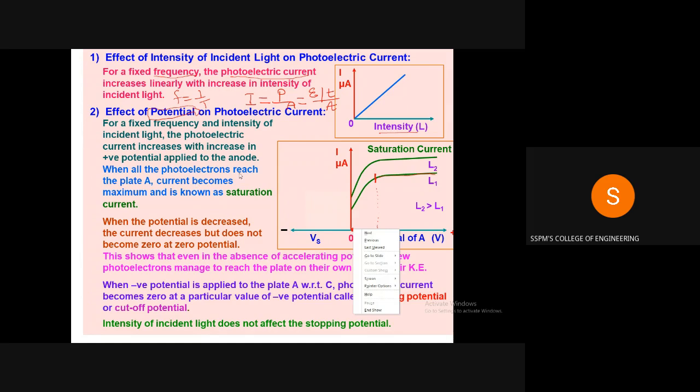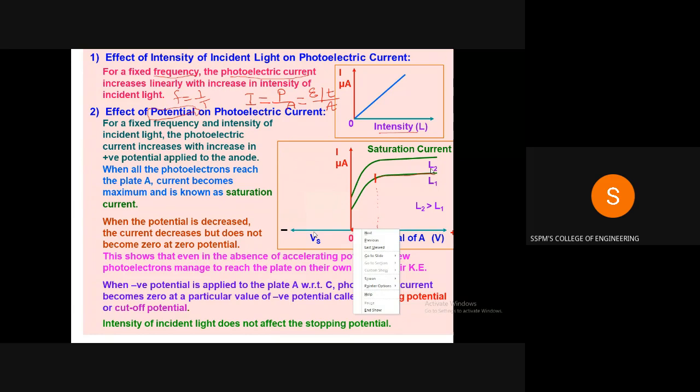When all the photoelectrons reach the plate A, current becomes maximum and is known as saturation current. This part is called saturation current. Okay. मग ह्या फोटो इलेक्ट्रिक करंटला आपल्याला झिरो करायचं असेल तर आपल्याला निगेटिव्ह पोटेन्शियल अप्लाय करावं लागतं, आणि निगेटिव्ह पोटेन्शियल ज्या ठिकाणी फोटो इलेक्ट्रिक करंट हा झिरो ऑब्झर्व होतो त्या पोटेन्शियलला आपण काय म्हटलं तर stopping potential.